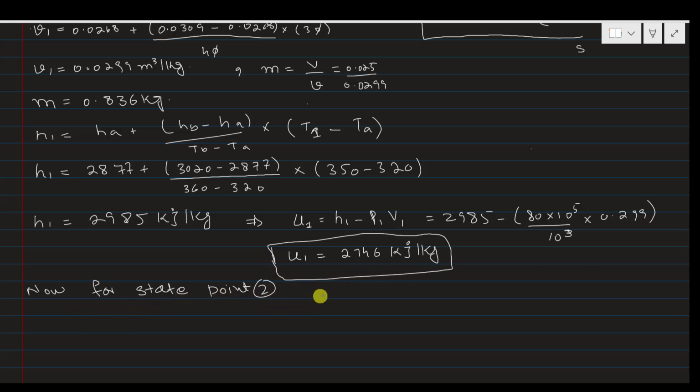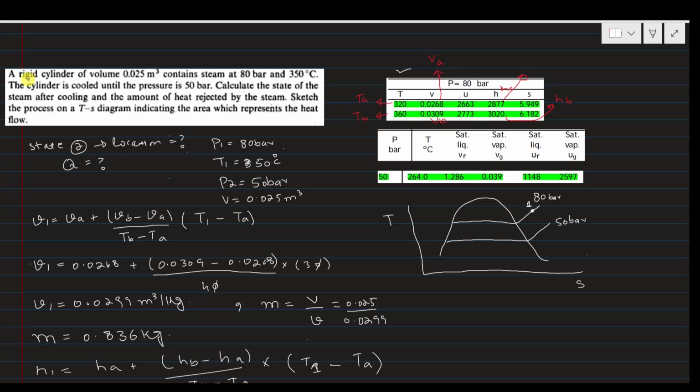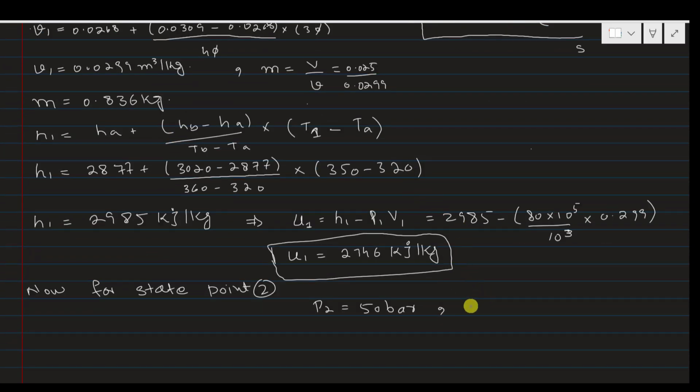Now for state point 2, we know that the pressure given, P2, is 50 bar, and the specific volume is constant, because we have already been given in the statement that it's a rigid cylinder, so the specific volume is constant. Previously we obtained the specific volume from the superheated steam tables at state point 1, that is 0.0299 meter cube per kg. At this pressure, 50 bar, and specific volume 0.0299, we can conclude where our state point will lie in the TS diagram.